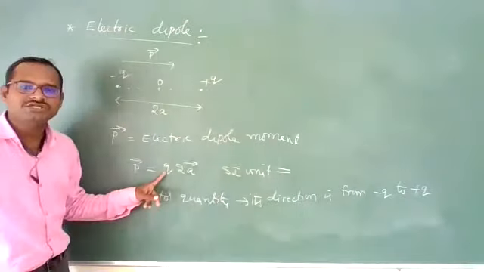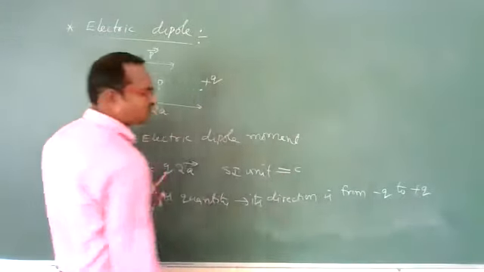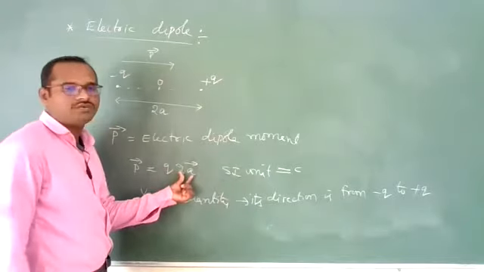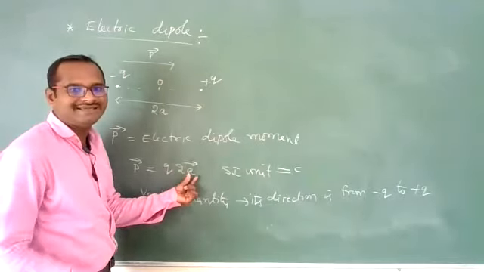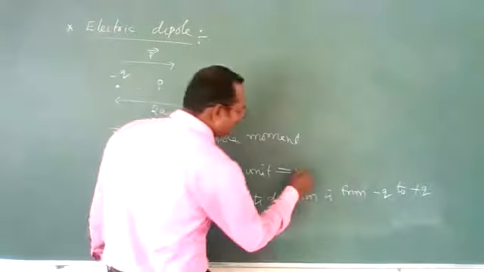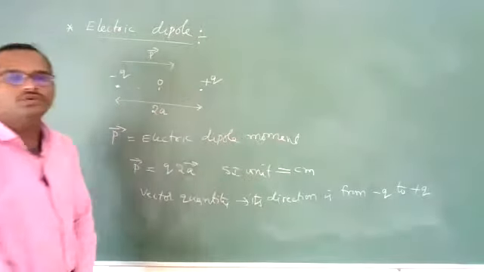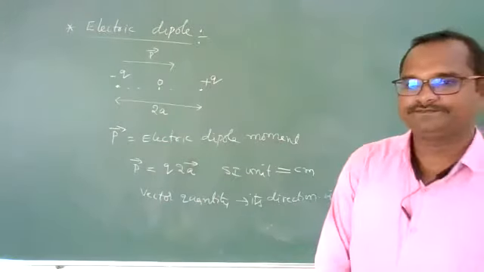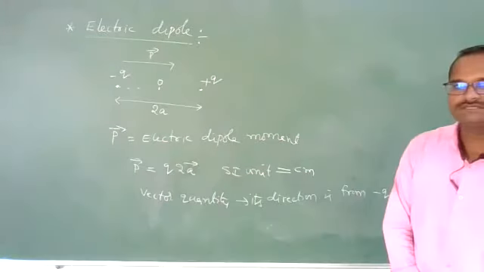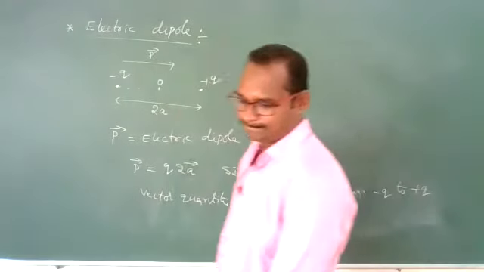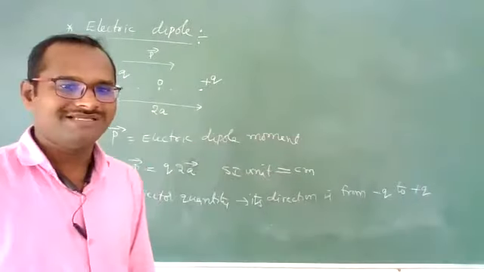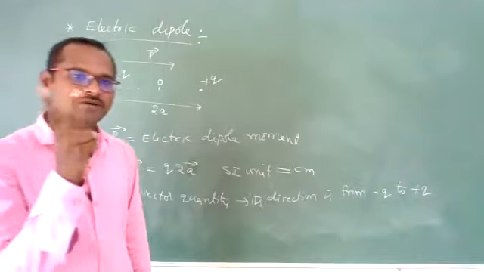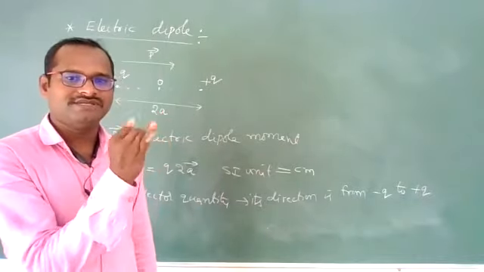Charge unit is coulomb. 2 has no unit. A is the distance, so its unit is meter. So coulomb into meter is the SI unit of electric dipole moment. Is it clear, students? What is electric dipole and what is electric dipole moment? Its SI unit, and whether it is scalar or vector.